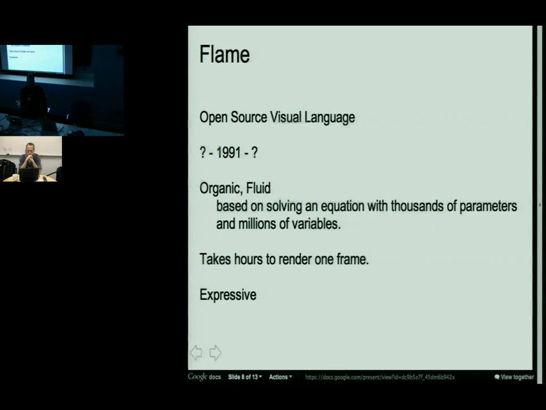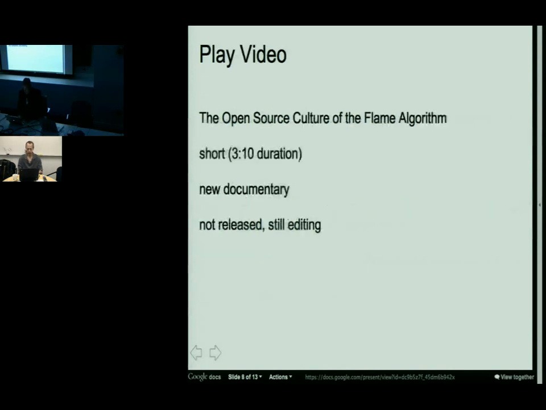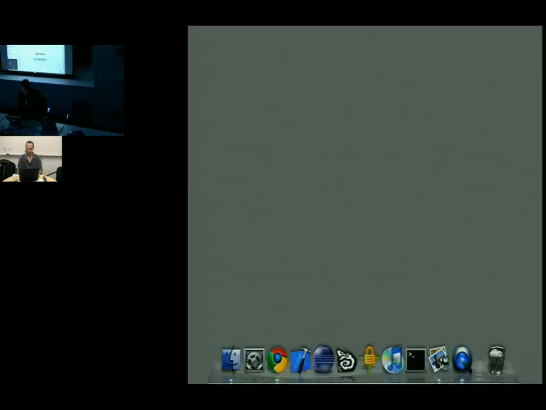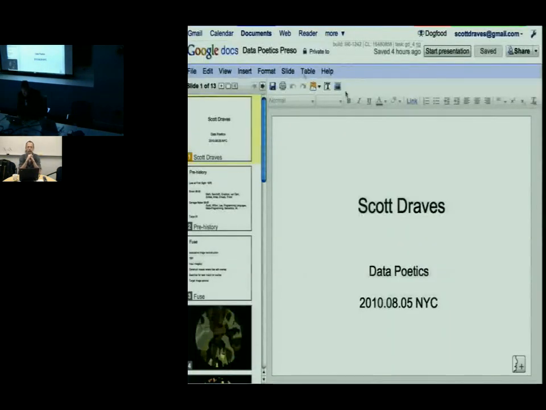But the Flame algorithm operates by a completely different principle. It's based on solving an equation with thousands of parameters and millions of variables. It takes a long time. I've actually just completed a documentary about it. It's a 3-minute little video that I'm going to play.